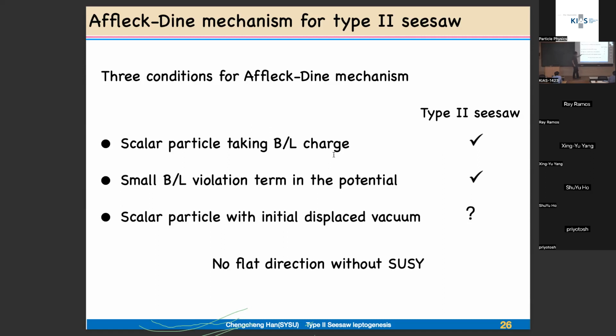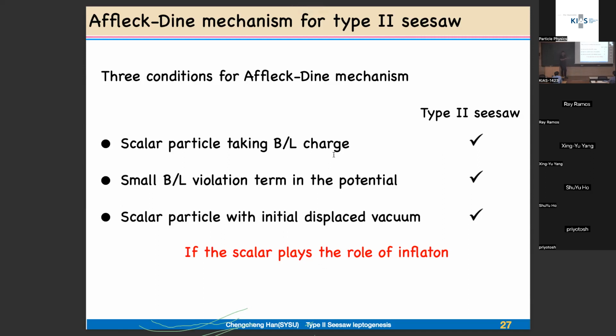How about the third condition? Because we don't have a flat direction, we don't want to use SUSY. So how do we satisfy this third condition? The answer is very simple. If this particle plays a role in inflation, then we have the initial vacuum value because it must explain the inflation. It must have a large value. Then these three conditions can be naturally satisfied in this model. Up to now, everything is just calculation, and we already have everything. Just identify the parameter space.